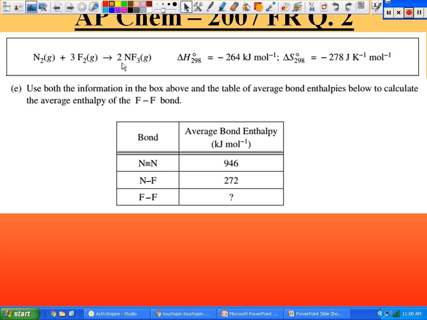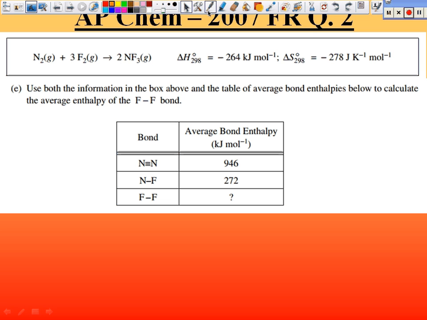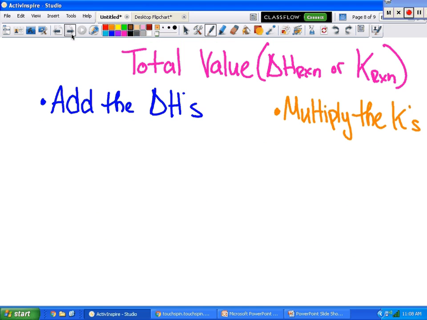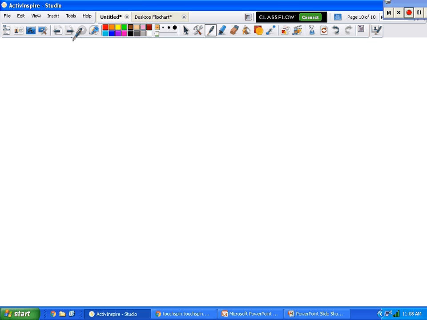Now, in this question, where is the FF bond? In the box, right? So what we've got to do is figure out what this number right here is. Now, remember in bond enthalpies. Mitchell, you told me that you had to adjust something. Tell me the way that you read it. I'm going to be honest, it's always kind of confused me, so I want to make sure we get it right.